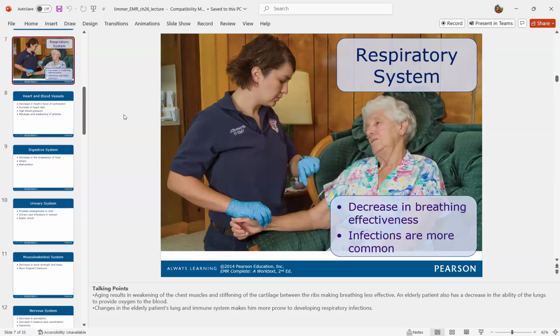Respiratory system-wise, aging results in weakening of the chest muscles and stiffening of the cartilage between the ribs, the intercostal area, which makes breathing less effective. An elderly patient also has a decreased ability of their lungs to provide oxygen to the blood, which is where that exchange takes place, right in the alveoli. Changes in the elderly patient's lung and immune systems make them more prone to developing respiratory infections like pneumonia.